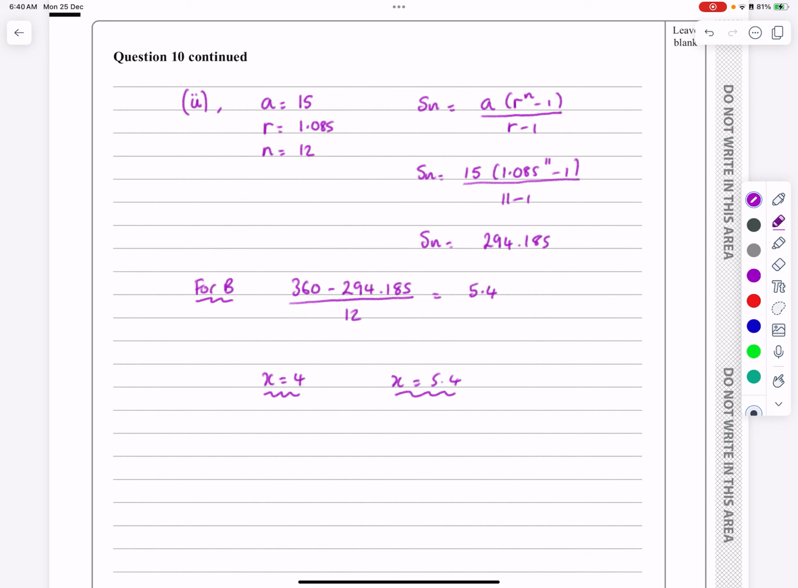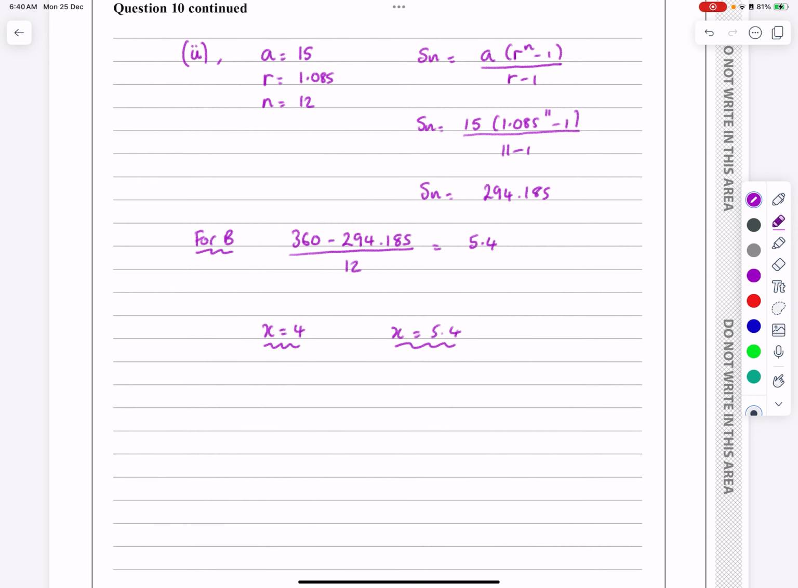Just to summarize this, for training model A, x has to be less than or equal to 4. And for training model B, x has to be less than or equal to 5.4. So x is actually 4 and x is actually 5 because they're integers. Okay, hopefully that last bit makes sense.